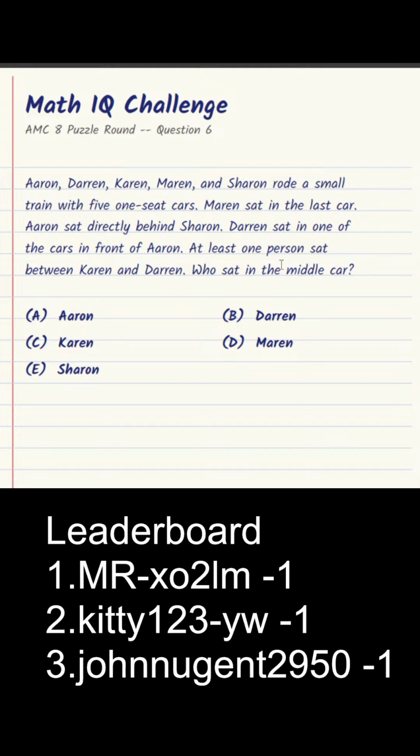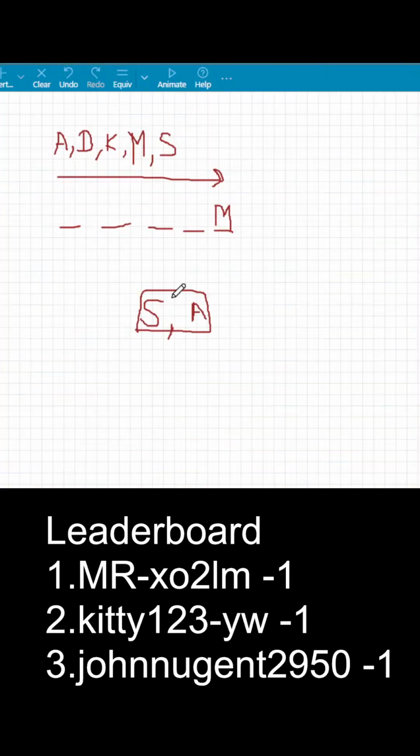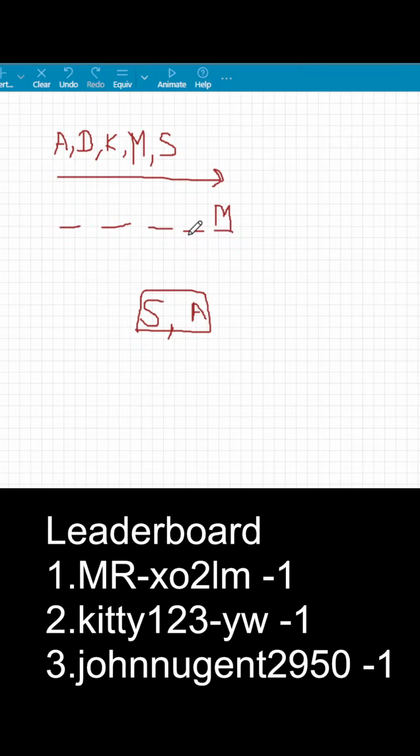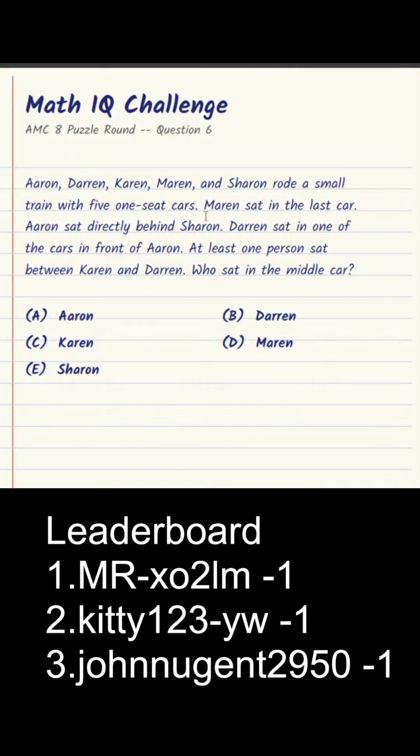So let us see next what we are given. So Darren sat in one of the cars in front of Aaron. So Darren is also in front of Aaron. Remember that Sharon is directly in front of Aaron and Darren is also in front of Aaron. So this can be possible. Suppose if they are third and fourth, then Darren can be second or first. If they're second and third, then Darren can be first. But if they're first and second, then Darren can't be in front because then Sharon is in front. So they can either be second and third, or third and fourth.